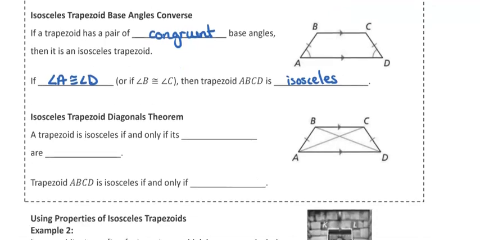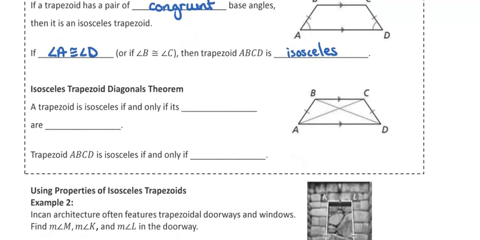Okay, and then the isosceles trapezoid diagonals theorem. It says that a trapezoid is isosceles if and only if its diagonals are congruent. So if the diagonal AC is the same length as the diagonal BD, then that is enough to prove that it is isosceles.